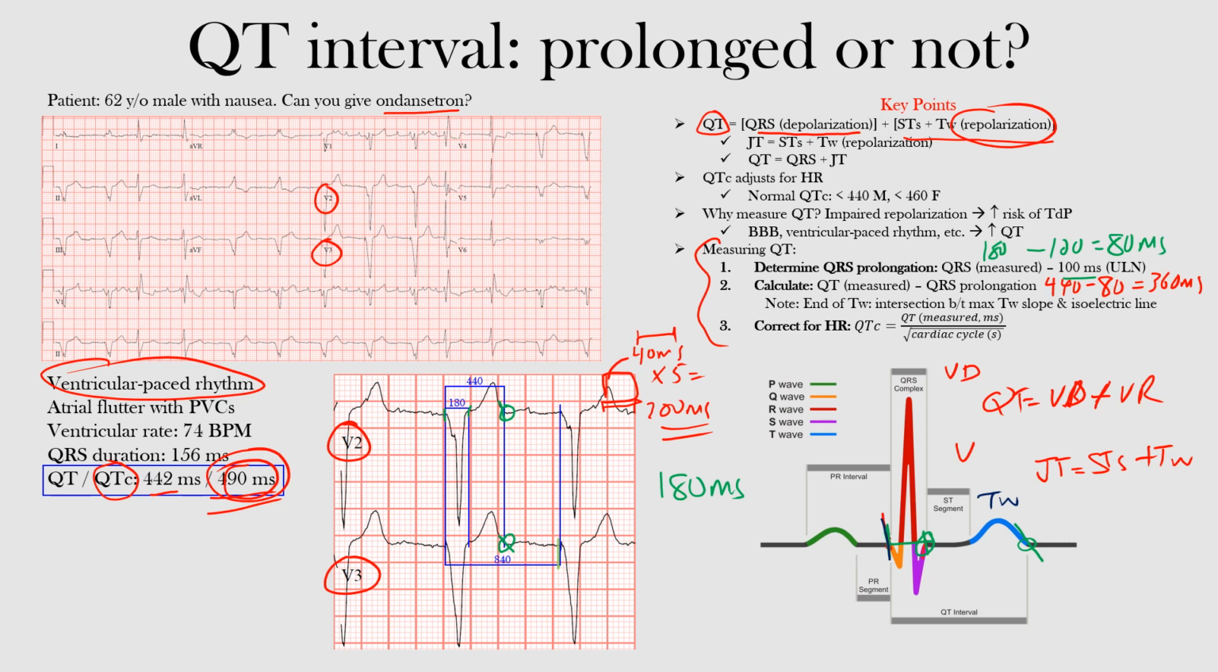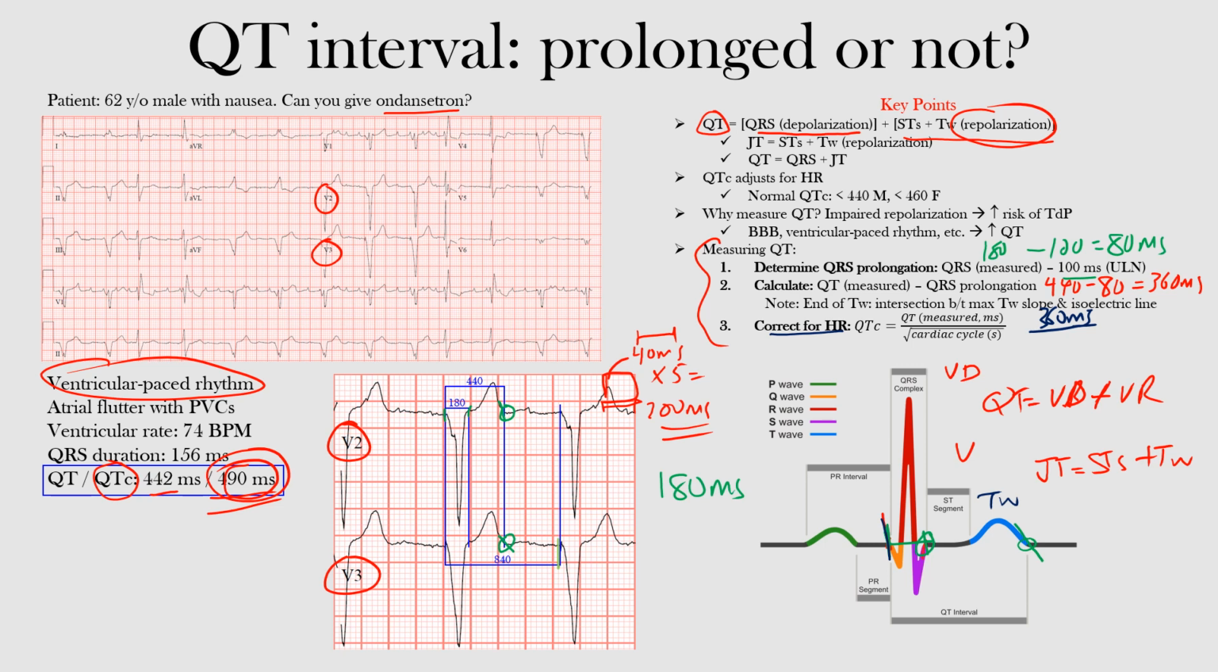Now last, we need to correct for heart rate. And here we're going to use that Bazett formula, which I've put here for you. The QTc interval is equal to the QT interval that we measured, and in this case we said that it was 360 milliseconds, and we're going to divide it by the square root of the cardiac cycle, from the beginning to the end of a cardiac cycle.